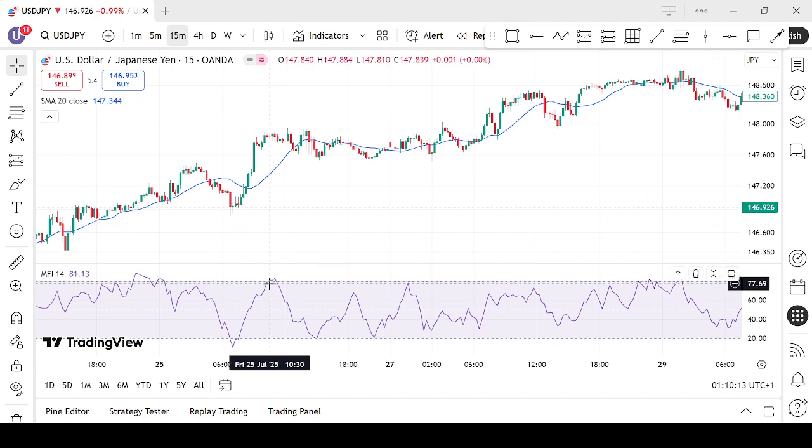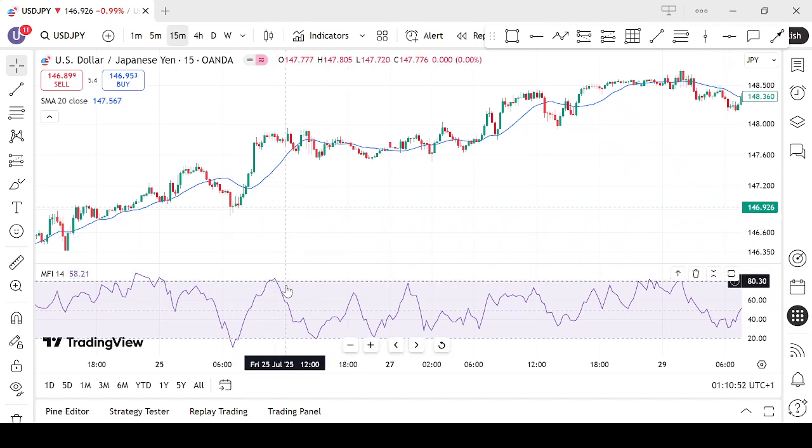Once it's above 80, at this area you can see it was above 80, it was at 82. This is an overbought condition, suggesting potential selling opportunities. So at this area, we'll be anticipating selling opportunities to occur. While when the value is below 20, it indicates an oversold condition, suggesting potential buying opportunities. Divergence between the MFI and price movements is crucial for spotting potential trend reversals within a day.